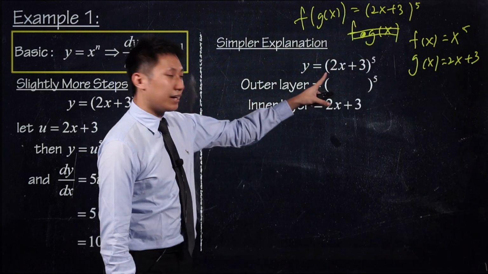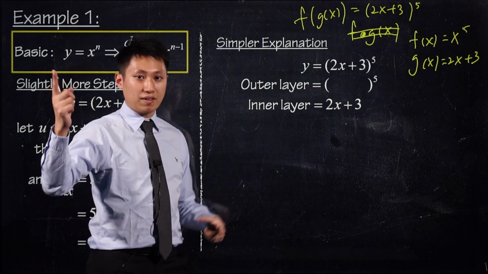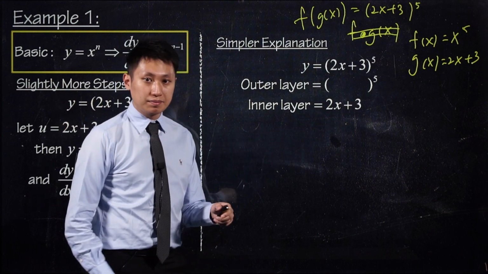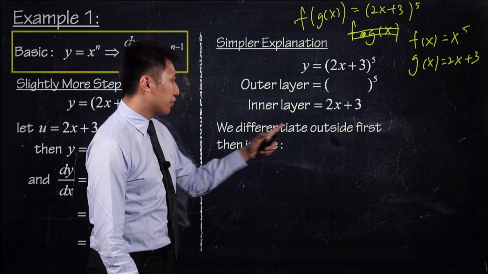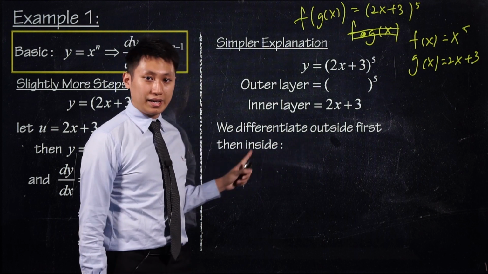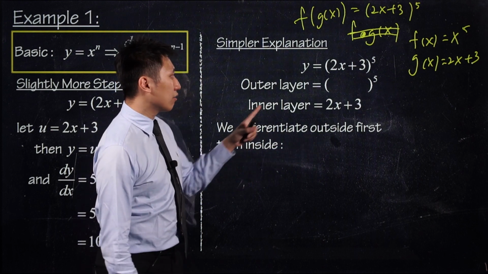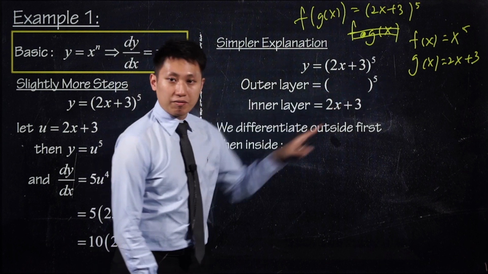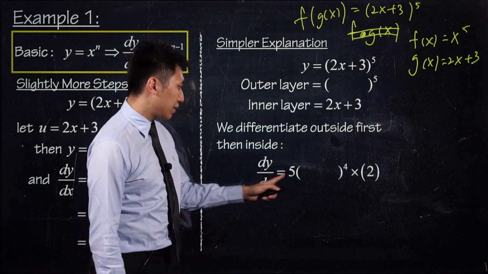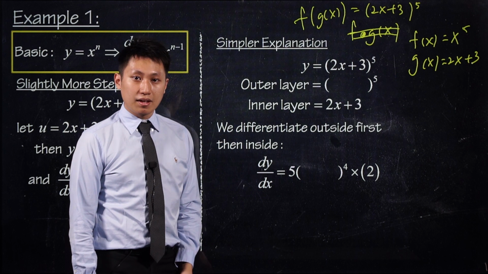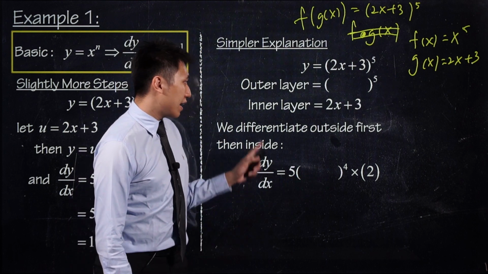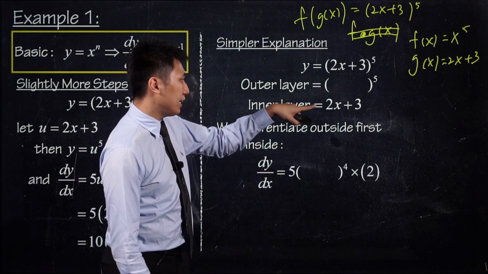Okay, the outer layer here is the whole thing to the power 5. The inner layer is 2x plus 3. Then we differentiate from outside first, then inside. How do you differentiate the outside? Differentiate something to the power 5, it gives you something to the power 4, correct? Then after that, I have to differentiate the inside.